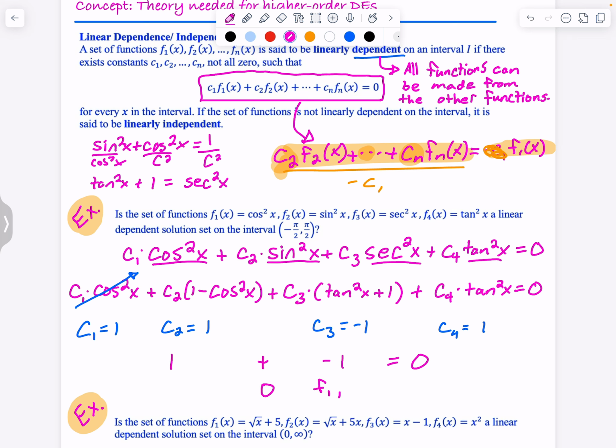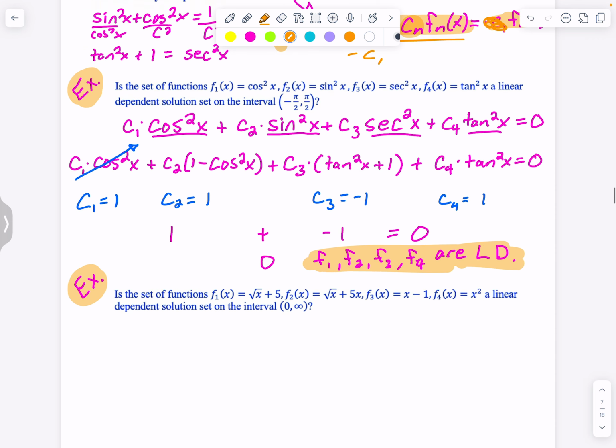So F1, F2, F3, and F4 are linearly dependent on each other. You give me 3 of them, I get the other one. This is going to have a special property in a moment, but we'll see when we get there. Okay, so those are linearly dependent.